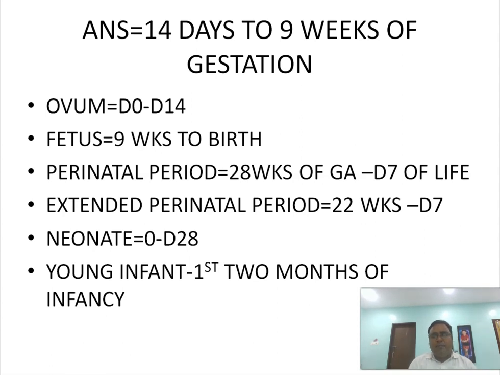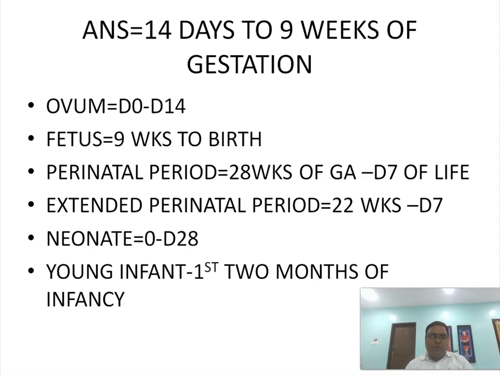Then what do we mean by extended perinatal period? That is from 22 weeks of gestation to day 7 of life. Perinatal period is 28 weeks, but extended perinatal period is 22 weeks. Why is it so? Because health infrastructure is developing day by day. Previously, if a baby was born after 20 weeks of gestation, we could hardly survive that child. But now, even at 22 weeks, if a baby is delivered, he can lead a normal life with this advanced medical infrastructure. That's why they have extended the perinatal period from 28 weeks to 22 weeks of gestation. So extended perinatal period is 22 weeks of gestation to day 7 of life.